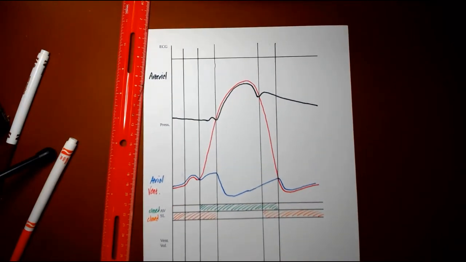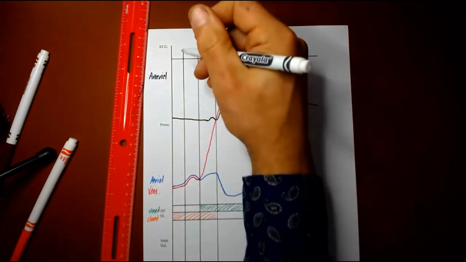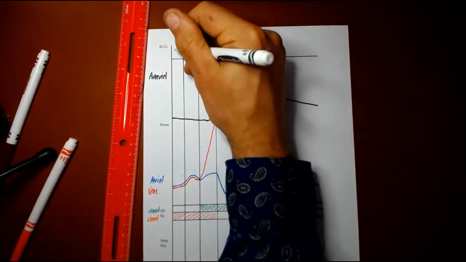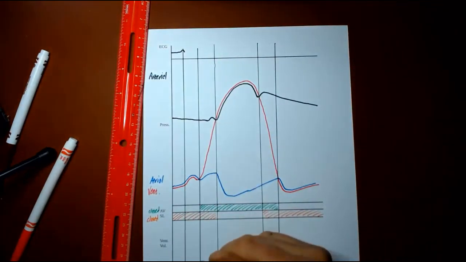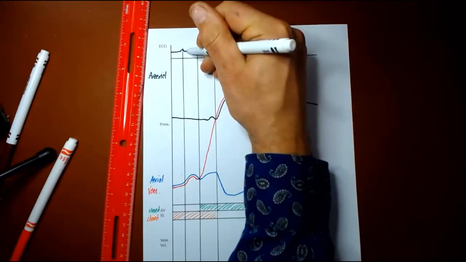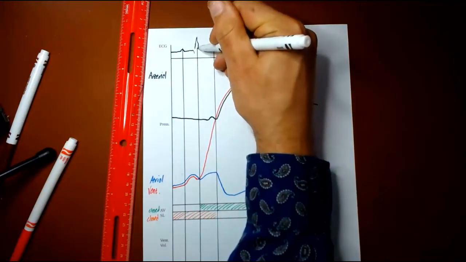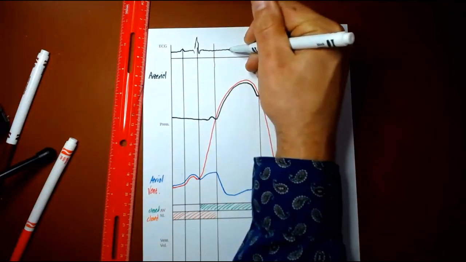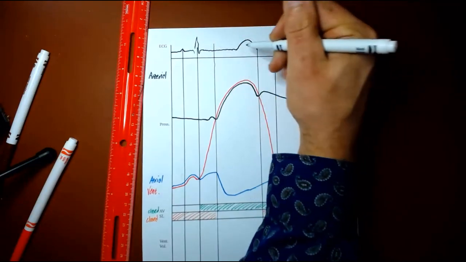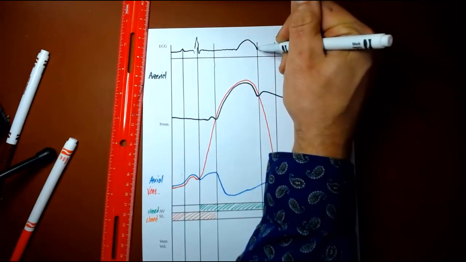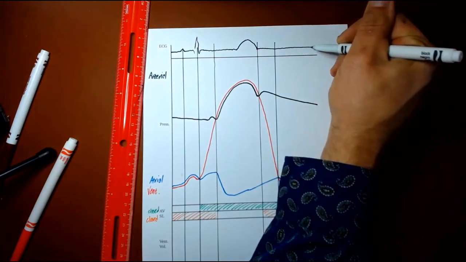Now we can add the last two parts of this. We want to add the ECG. We want to make sure that the P wave lines up with the beginning of atrial systole. The R wave lines up with the beginning of isovolumic contraction. And our T wave is roughly aligned with the end of ventricular ejection. That's maybe a little bit early, but it's close enough.